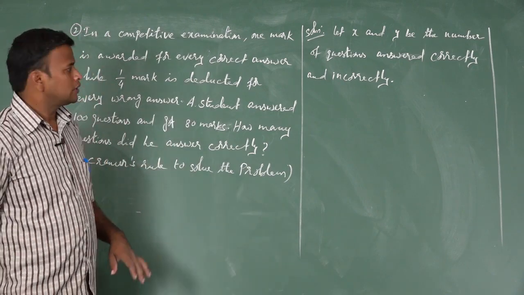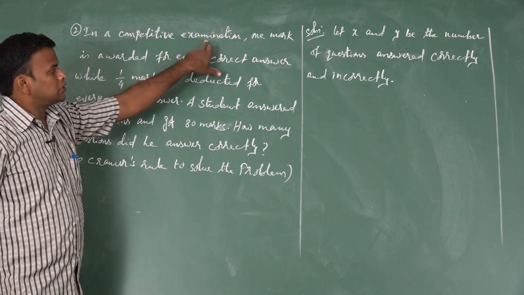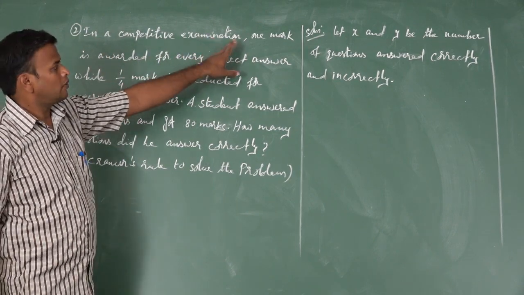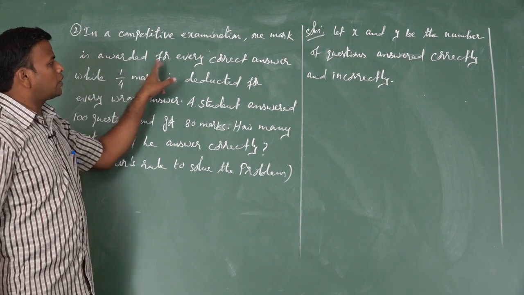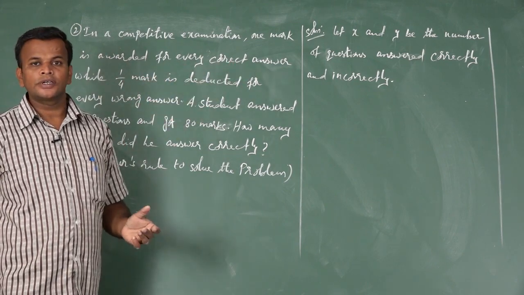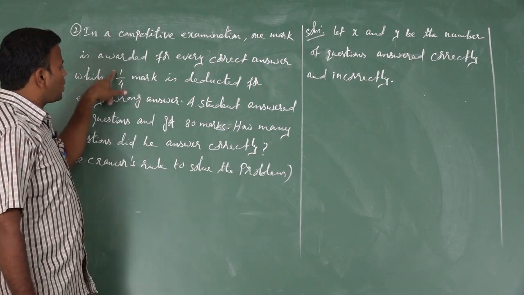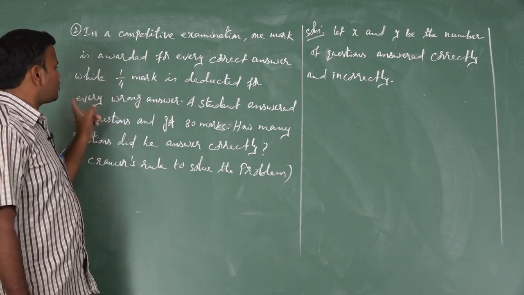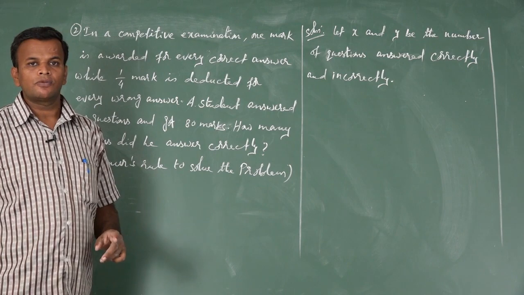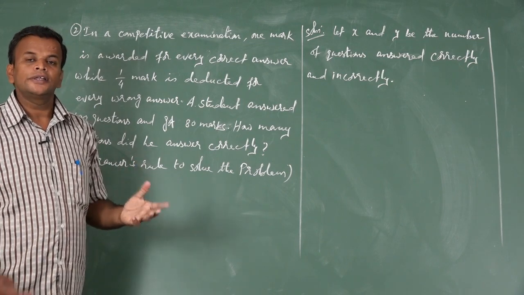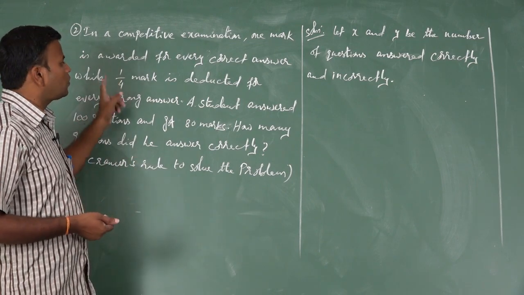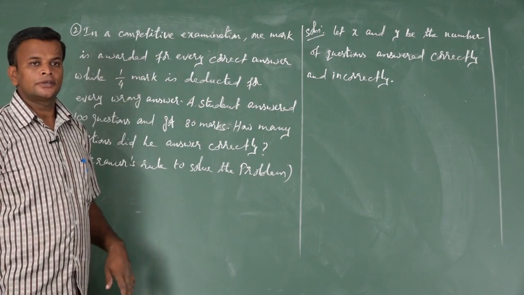You see the question? In a competitive examination, 1 mark is awarded for every correct answer. The student gets 1 mark for a correct answer, while 1 by 4 mark is deducted for every wrong answer. Suppose the answer is wrong, there is a negative mark. So 1 by 4 mark will be deducted.